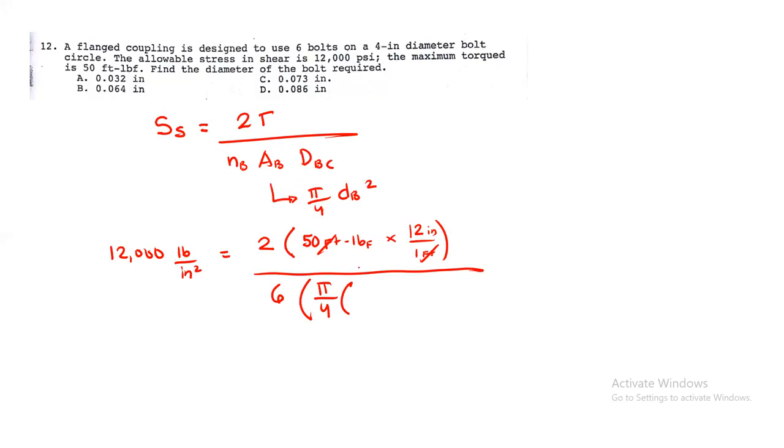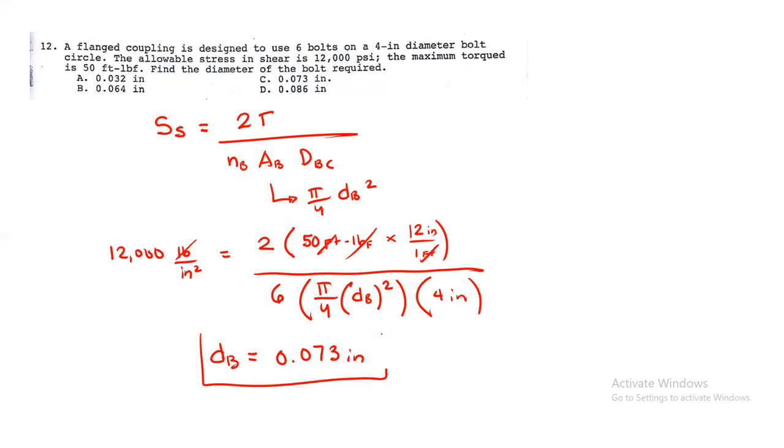Diameter ng bolt, dB squared. Then diameter ng bolt circle, ito 4 inches. So 4 inches. So syempre maka-cancel dito yung inches. So pounds maka-cancel dito, pounds of force. Matitira dito is inches na lang. So diameter ng bolt is equal to, ilan itong diameter ng bolt dito? So kung pinacalculate nyo, makukuha is 0.073 inches. So the answer is letter C.